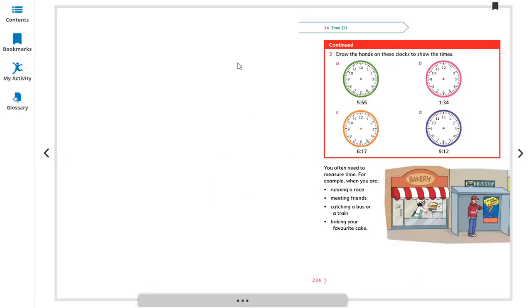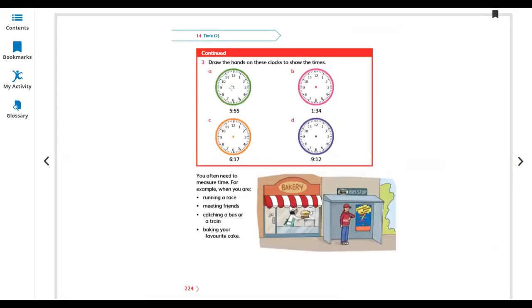Just putting the hands, hours and minutes. The hour is 5 and the minutes are 55. So the hour is 5 o'clock, but we should make it a little bit nearer to 6. Why? Because the minutes are 55, meaning after 5 minutes it changes to 6 o'clock.